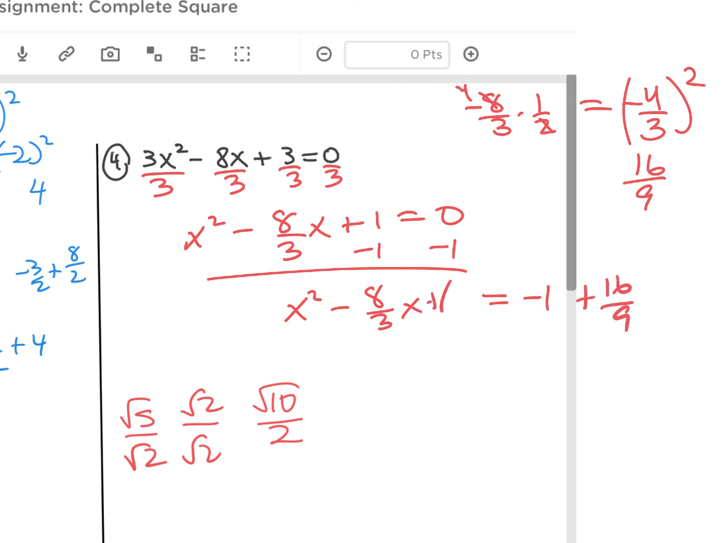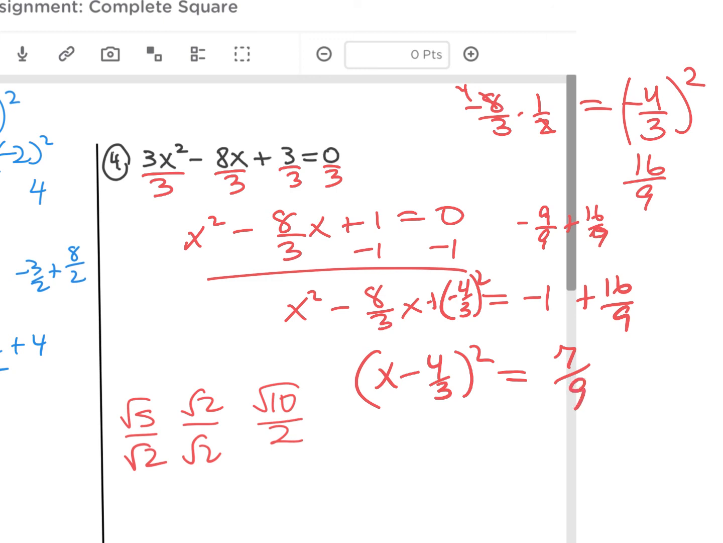But over here, I'm going to put the negative 4 over 3 squared. So when I factor it, I already know what the factor is. The negative 1, I'm going to make it 9 over 9. Add it to the 16, and then I can get 7. So 7 over 9. And then I apply the square root method.